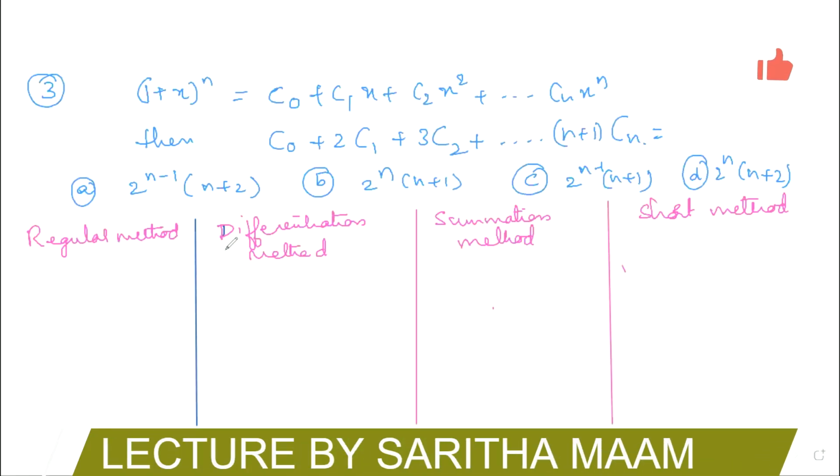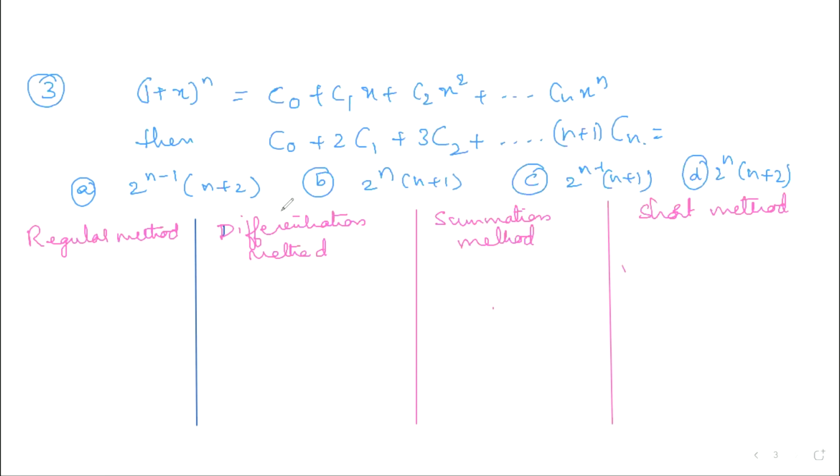This is another example. (1 + x)^n is C0 + C1x + C2x² up to Cn xⁿ. And we need to find the value of C0 + 2C1 + 3C2 up to (n+1)Cn. So the regular method is, let us assume the given series as some S. Here the coefficients are in AP. So the regular method is applicable whenever the coefficients are in AP.